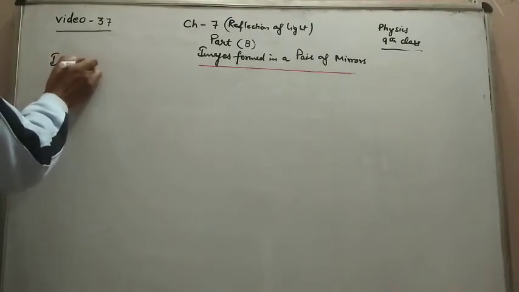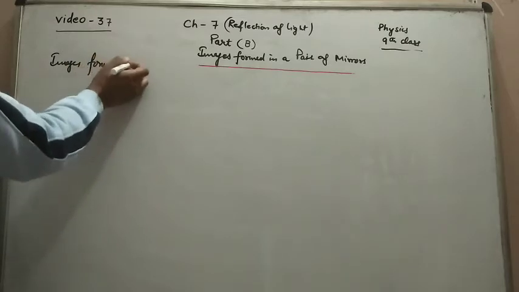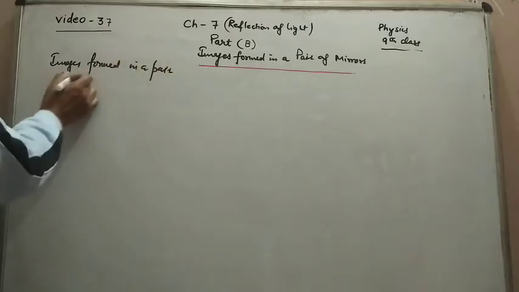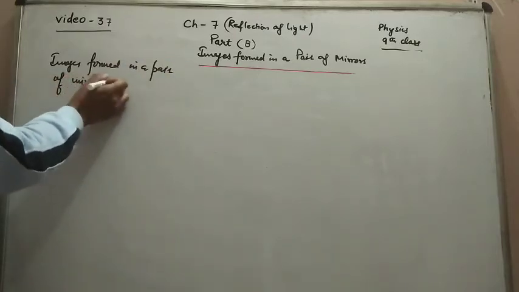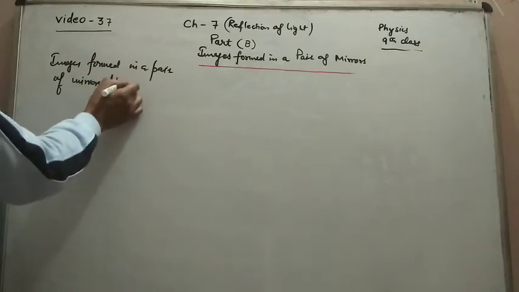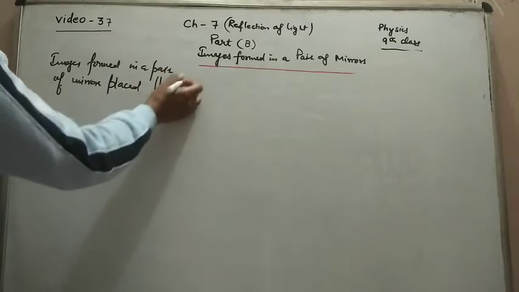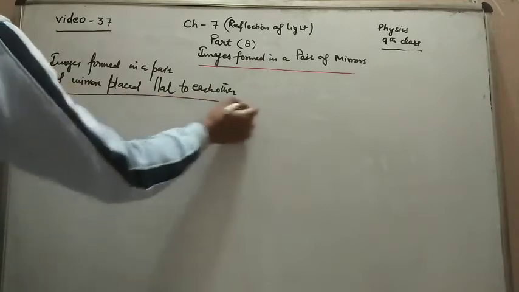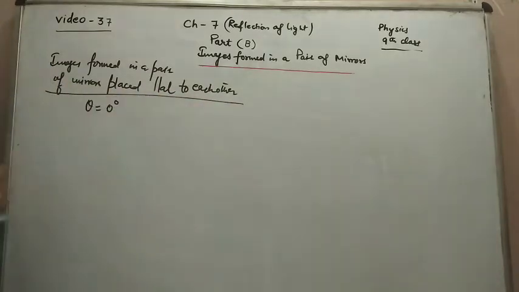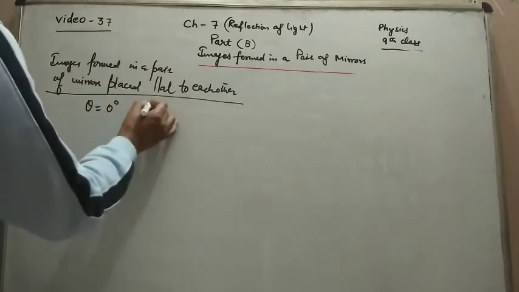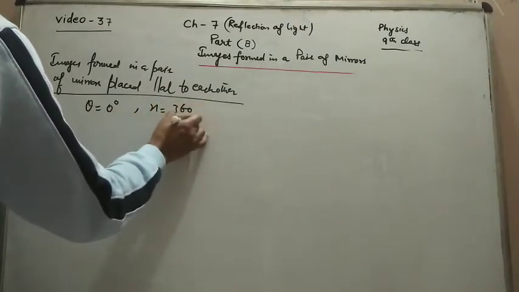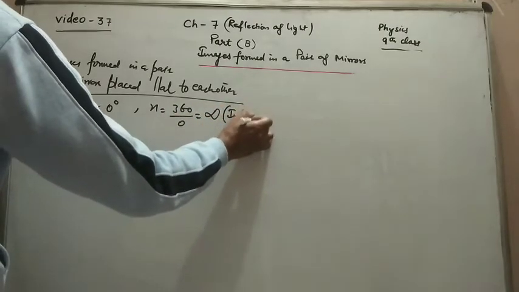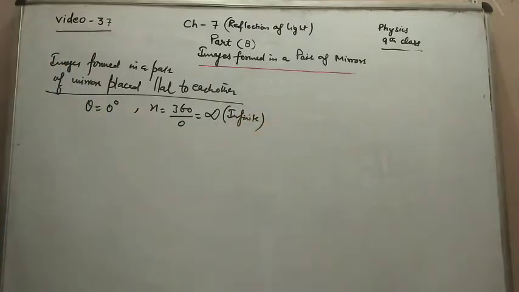Images formed in a pair of mirrors placed parallel to each other. In that case, theta is always 0 between two parallel mirrors. So according to the formula, 360 over 0, what is that? Infinity. So the number of images will be infinite. So we'll check that.